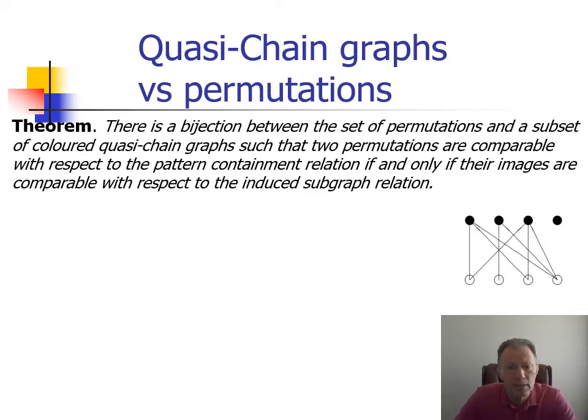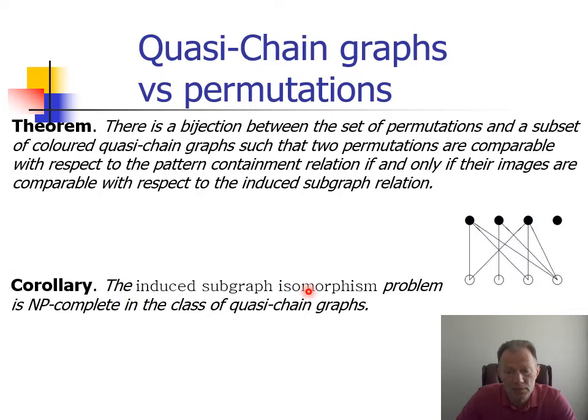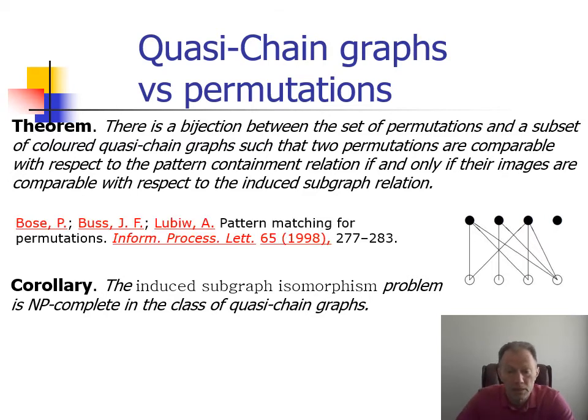This is a purely combinatorial result, but it has interesting algorithmic consequences. In particular, it helped us to prove that the induced subgraph isomorphism problem is NP-complete in the class of quasi-chain graphs. The induced subgraph isomorphism problem deals with a couple of graphs, and we want to know whether one of them is an induced subgraph of the other. A related problem for permutations is known as pattern matching, where we are given two permutations and we want to determine if one of them contains the other as a pattern.